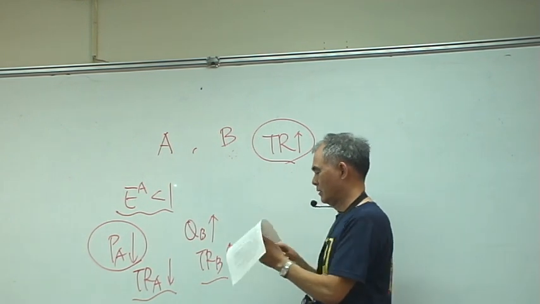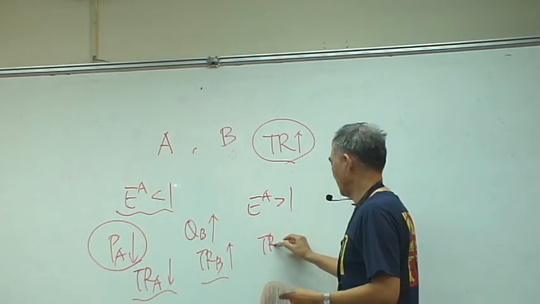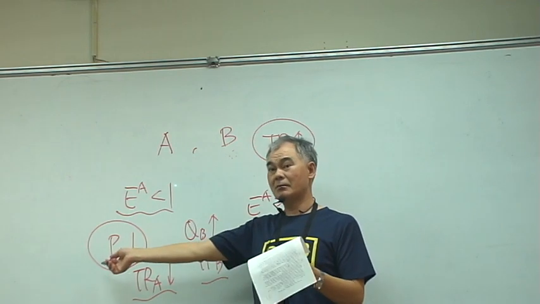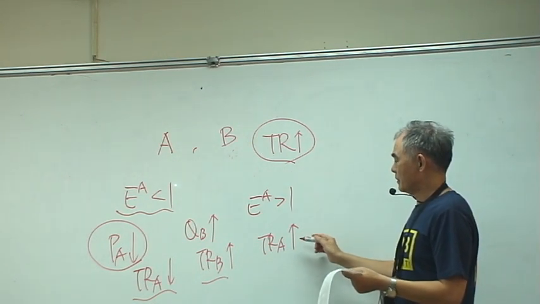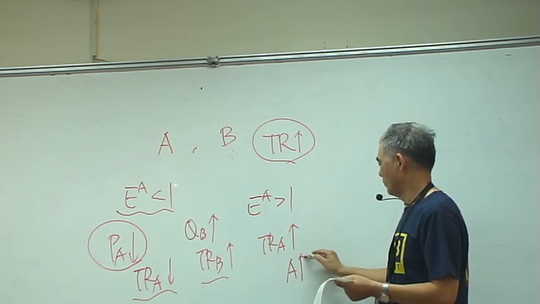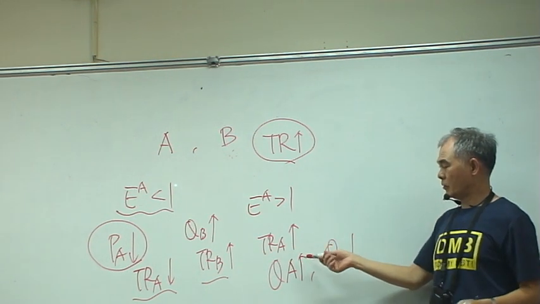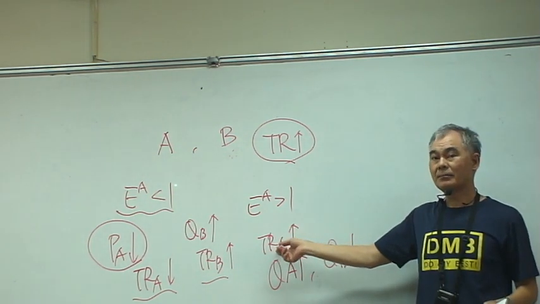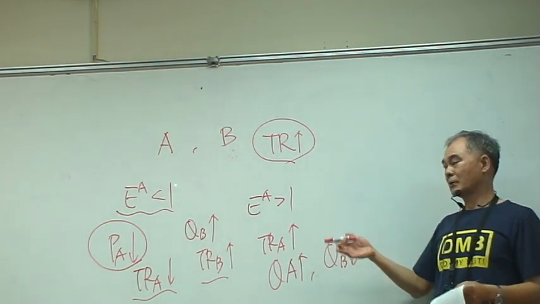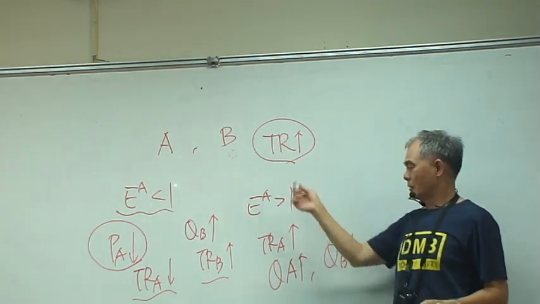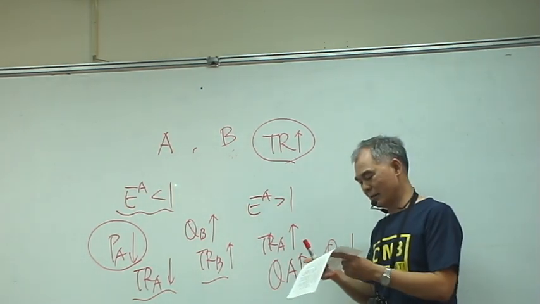So the elasticity of A is greater than 1, so it's elastic. So total revenue of A will go up because the price goes down. And then it says A and B are substitutes. Because A and B are substitutes, you buy more A, so you buy less B. So total revenue for A goes up, but total revenue for B will go down, because you buy more A, less B. In this case, we need to make sure that it's going up. Total revenue of A is up, total revenue of B is down, so this is not the answer.